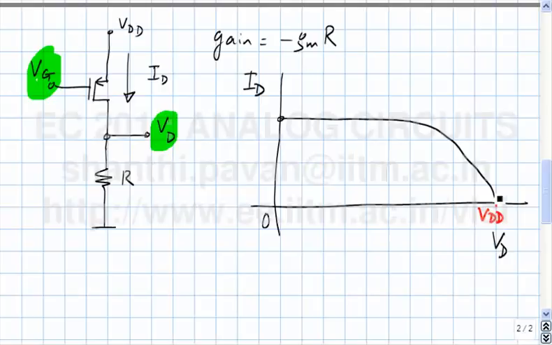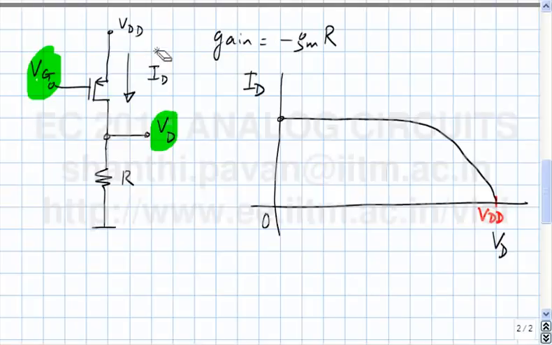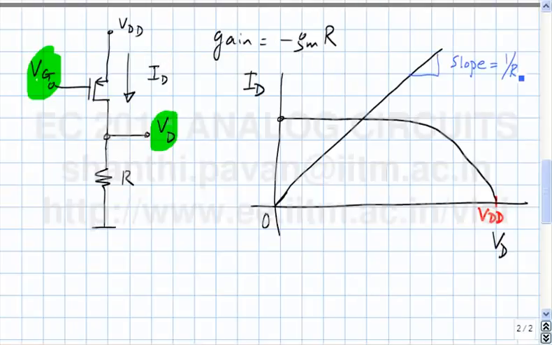The other part of the problem is to plot the characteristic of the resistor. Once we plotted this characteristic, we will plot this characteristic, where the two intersect is what we are looking for. So if I plot ID versus VD for the resistor, what will I see? I will see a straight line with a slope of 1 by R. The operating point is therefore the point of intersection of these two.